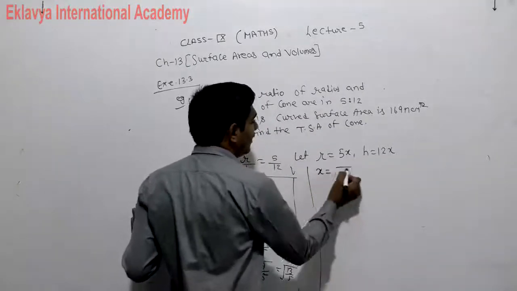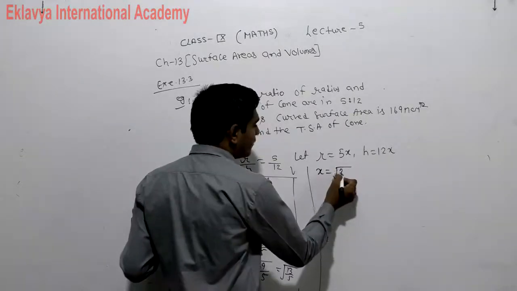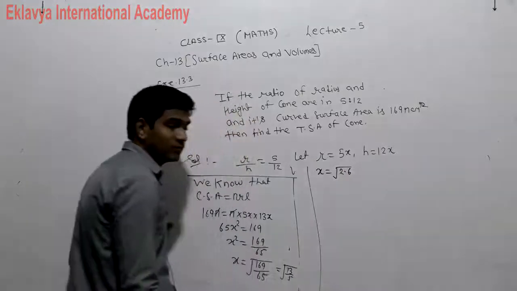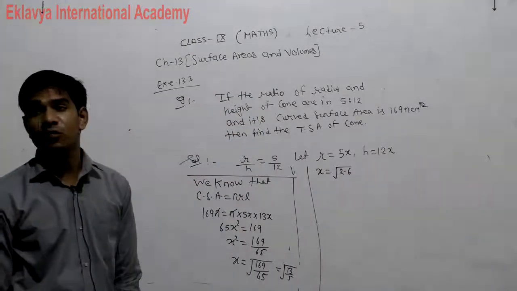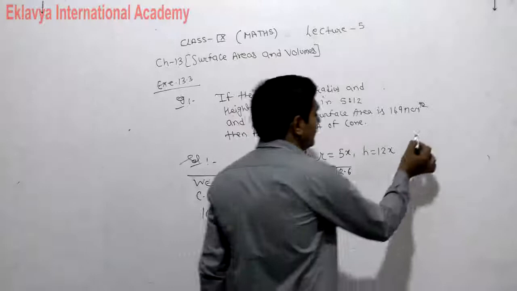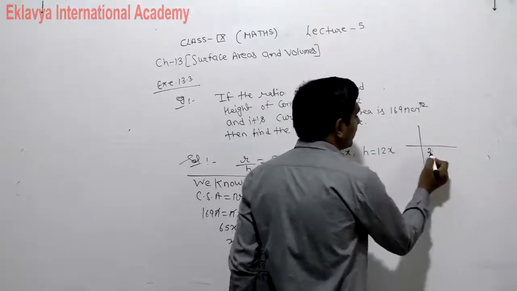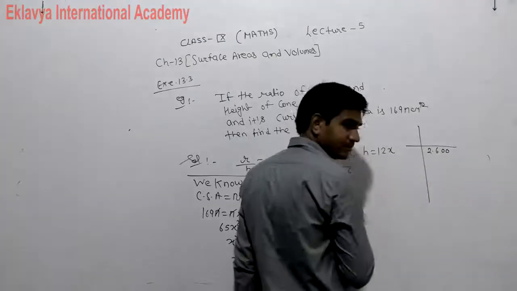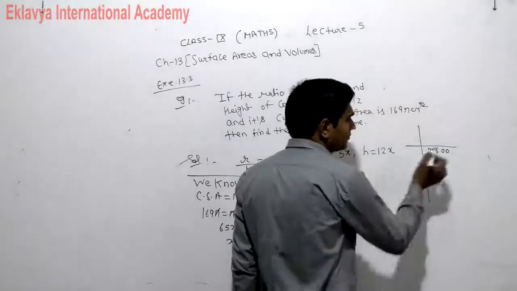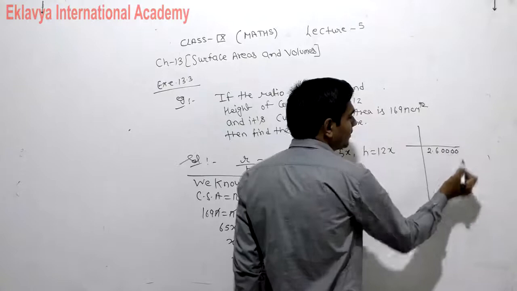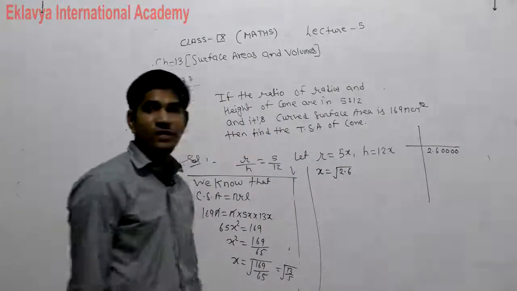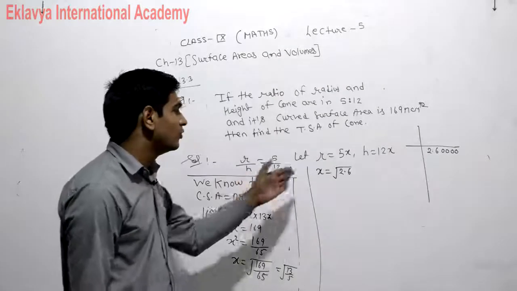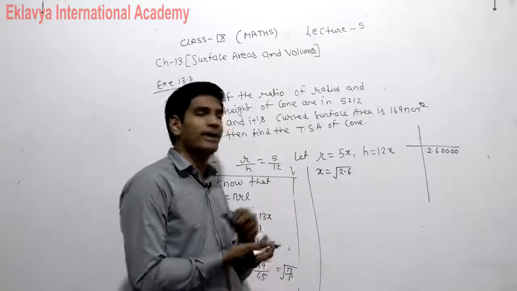x equals under root, divide 13 by 5, that is 2.6. So what is the approximation of the square root of 2.6? We will find out using the long division method. 2.6, then make pairs, 00. We will take one more pair. Now how will we find out? We will make a suitable pair, so you can find the square root of that.